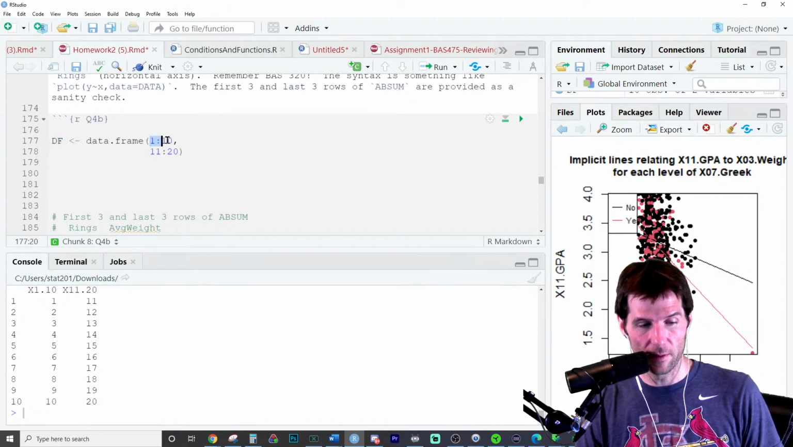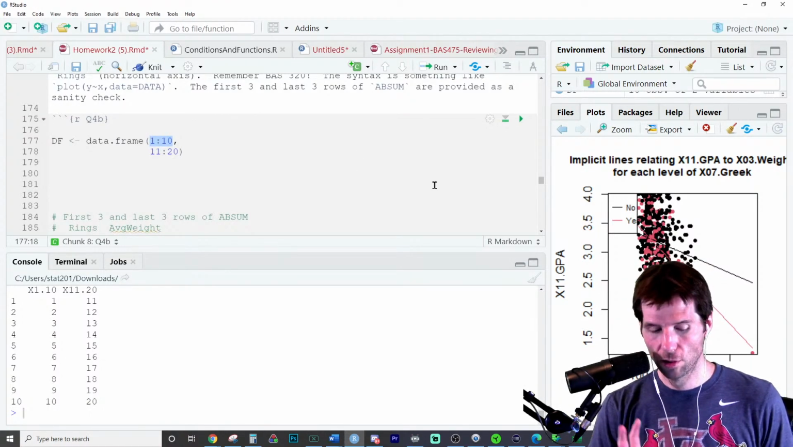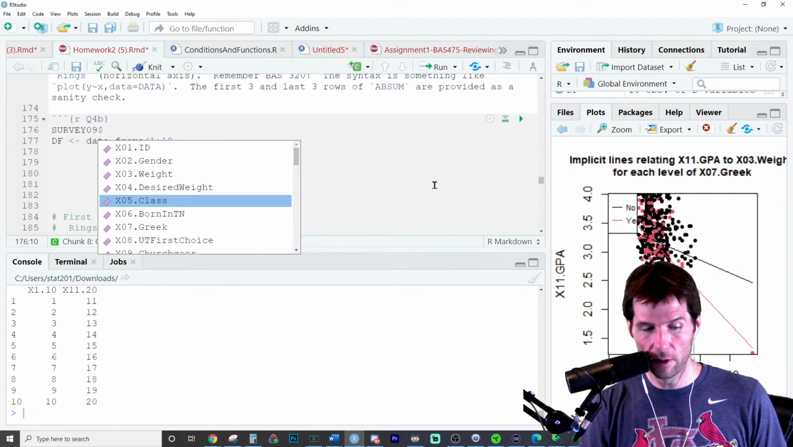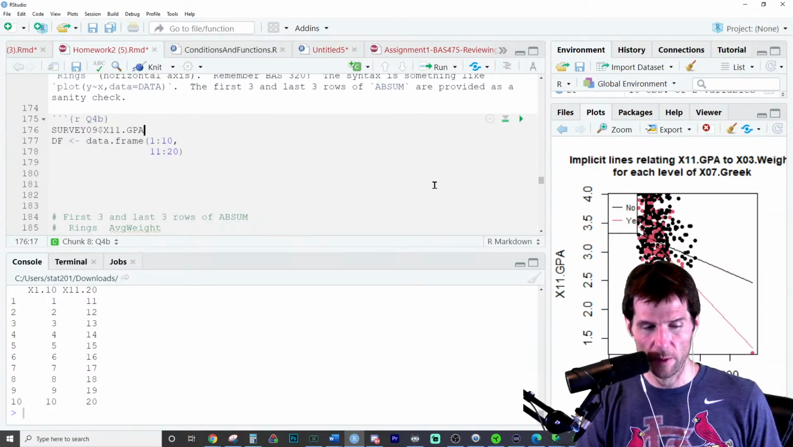And then we have 11 through 20. It's just putting these into columns right here. So what I'm going to do right here is make my own column. Let's do Survey 9. Let's go to the unique values of people's GPA.